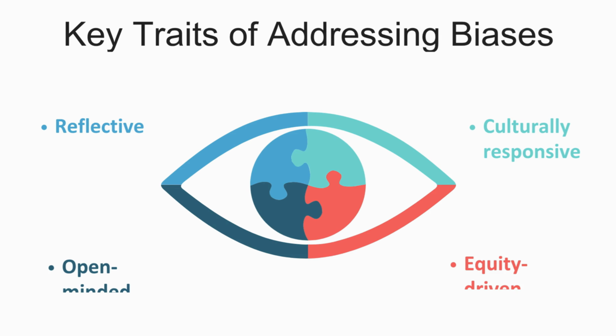Being open-minded. So this is part of that self-awareness, that growth mindset where you're open-minded, like, okay, I can't let my ego get involved here. I have some biases. How can I address them? Being culturally responsive, we just talked about that. And then equity driven. I want to make sure all my kids have an equal opportunity for success in my classroom, so I need to address these biases.